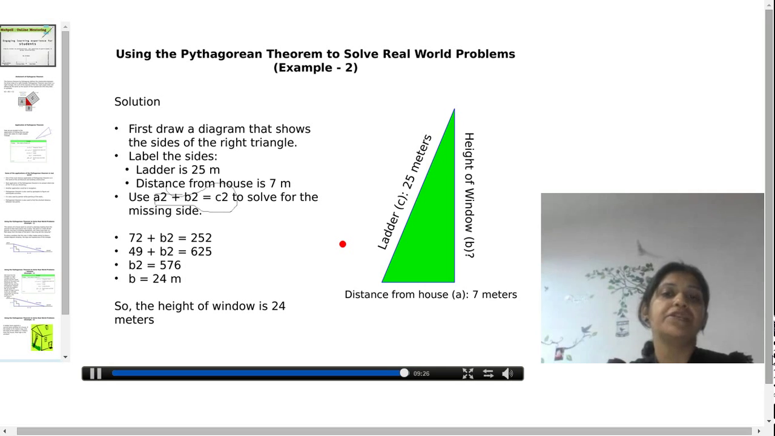So that's a couple of applications of the Pythagorean theorem and its practical utility.